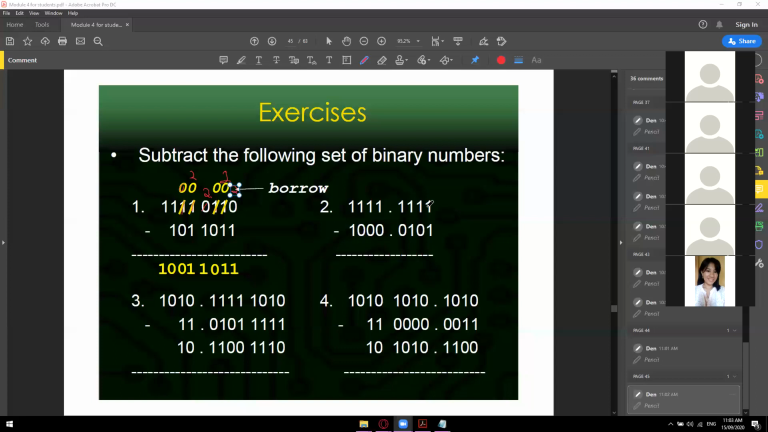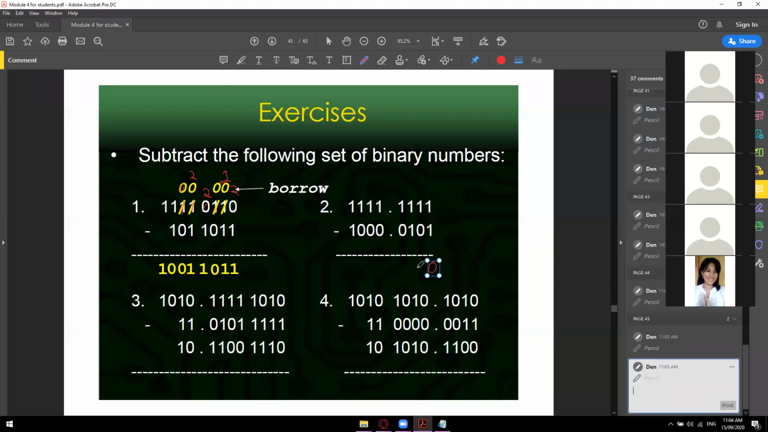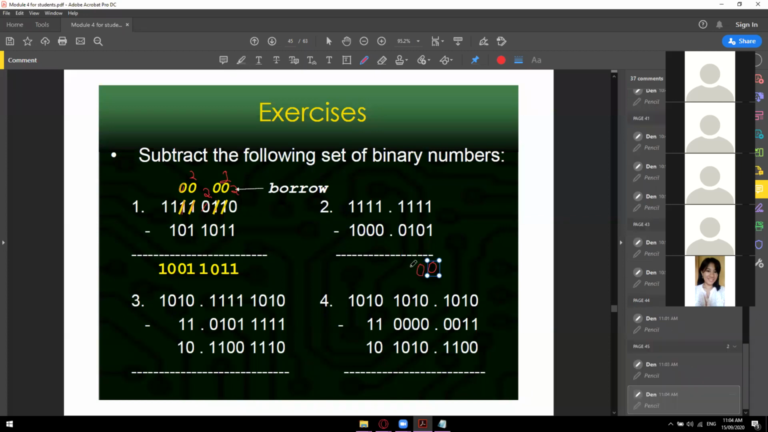So, 1 minus 1 is 0. 1 minus 0 is 0. 1 minus 1, 0. 1 minus 0, 1. 1 minus 0, 1. 1 minus 0, 1. 1 minus 1, 0. Okay, sobrang dali naman nito. Walang complication.